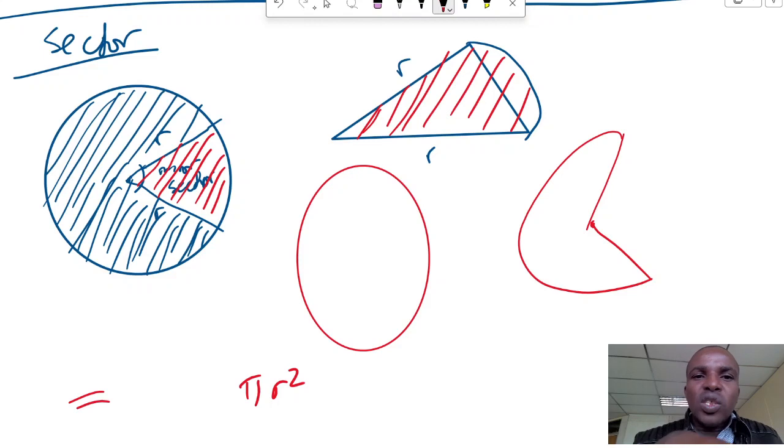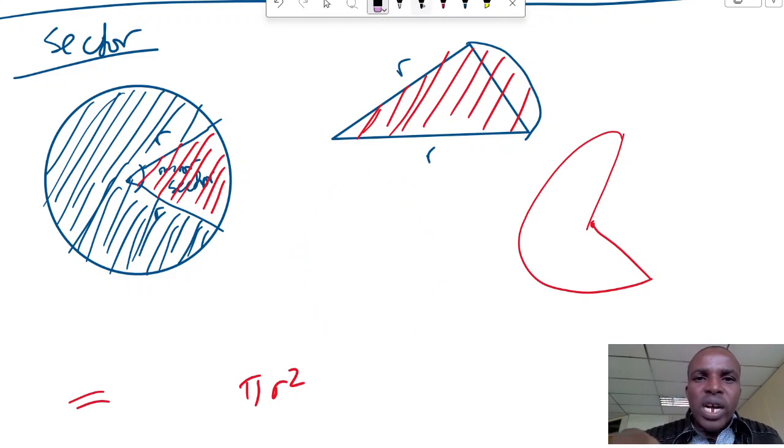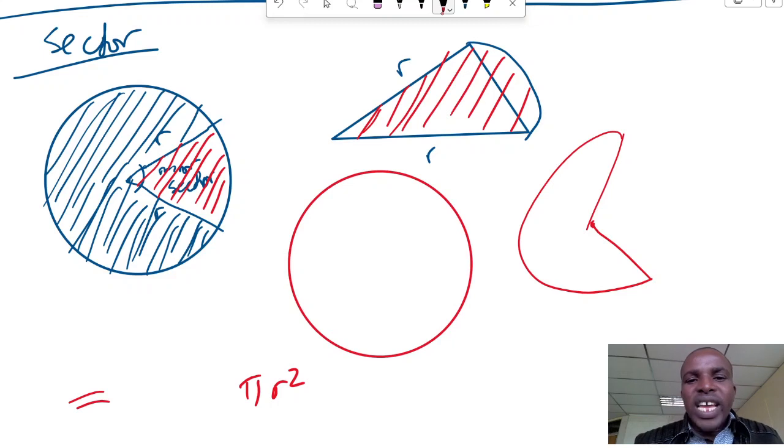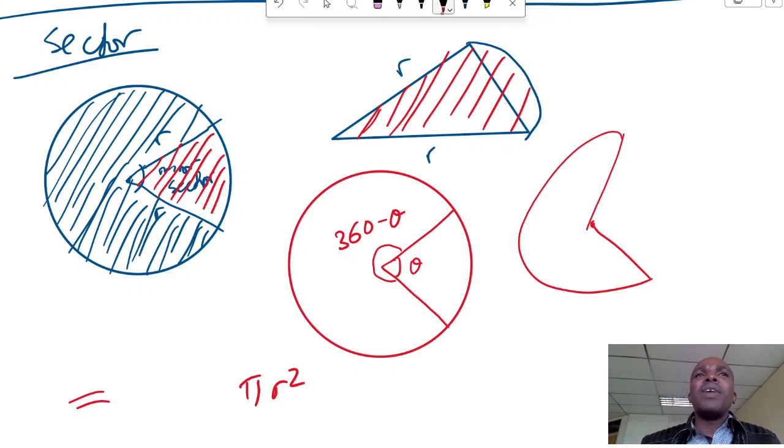So let me draw another circle. The angle that they make at the center, like this one, will be an angle theta, which means on the other side, it will be 360 minus theta. Why? Because angles at a point add up to 360. So I shade this area based on the angle.